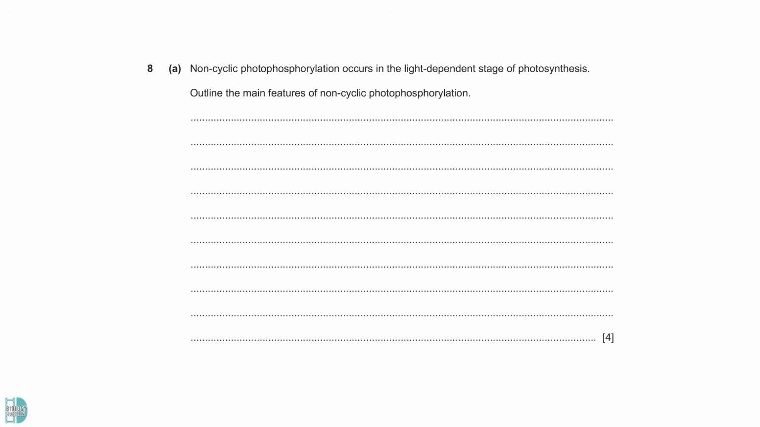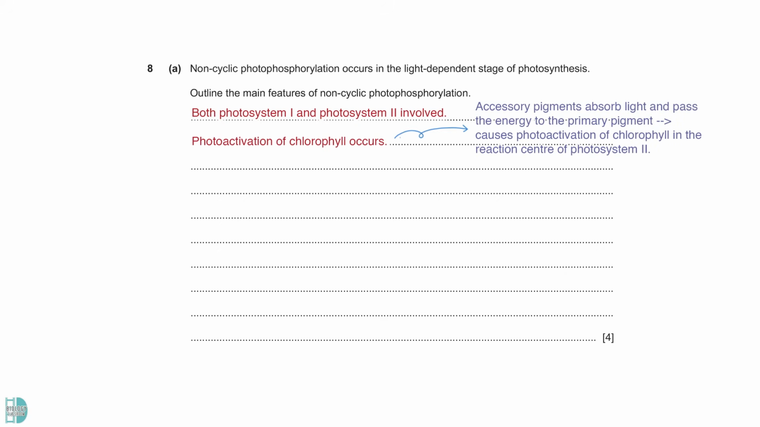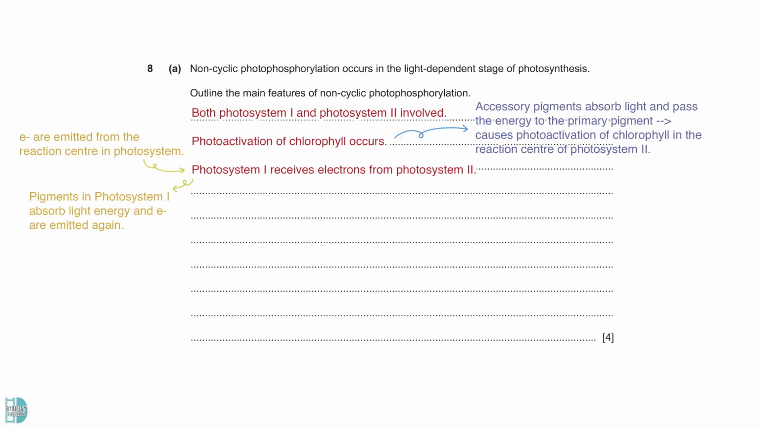A. Outline the main features of non-cyclic photophosphorylation. Non-cyclic photophosphorylation involves both photosystem 1 and photosystem 2. Accessory pigments absorb light and pass the energy to the primary pigment. This causes the photoactivation of chlorophyll to occur in the reaction center of photosystem 2. Electrons are emitted from the reaction center in photosystem 2 and received by photosystem 1. Pigments in photosystem 1 absorb light energy, and electrons are emitted from the reaction center again.